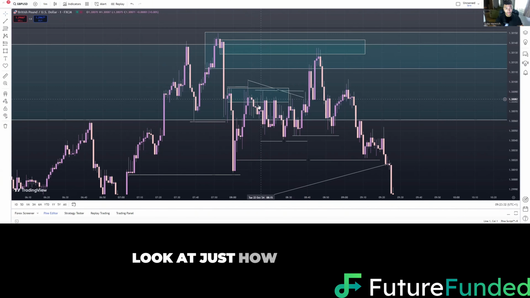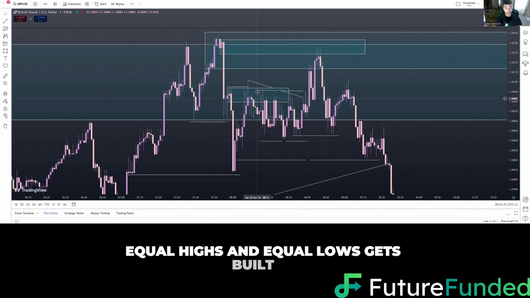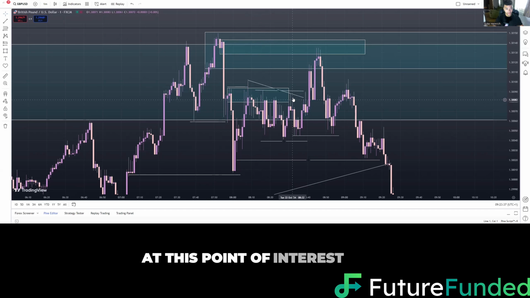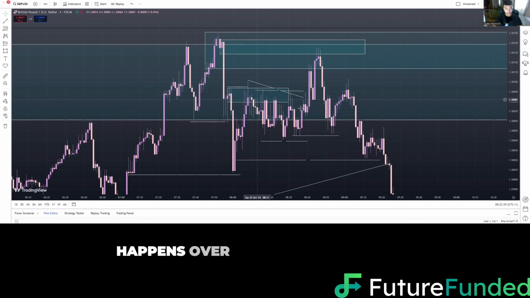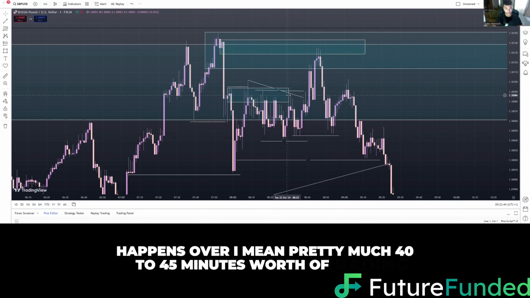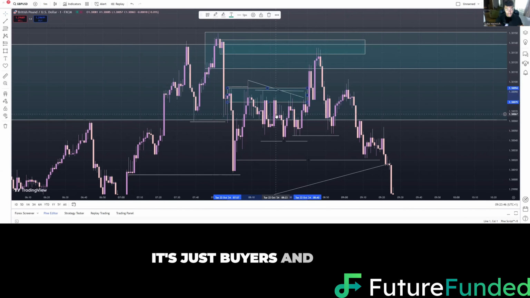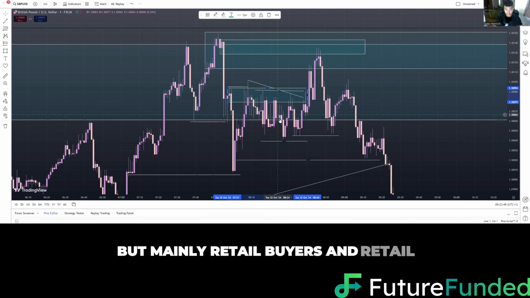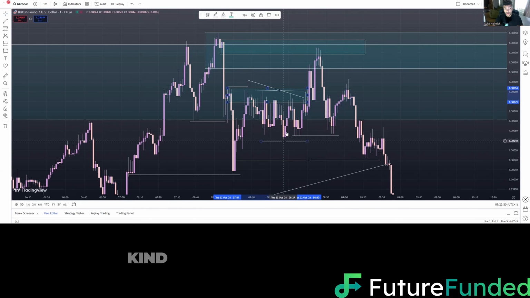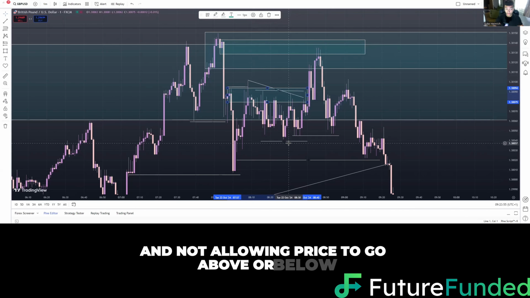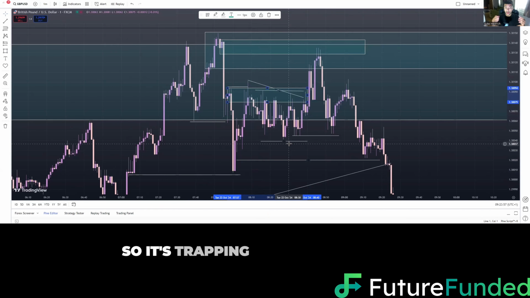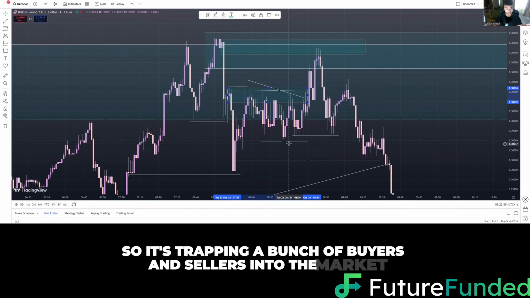Look at just how much relative equal highs and equal lows gets built up at this point of interest. Okay, it happens over, I mean, pretty much 40 to 45 minutes worth of trading. It's just buyers and sellers, but mainly retail buyers and retail sellers, and institutions kind of just building liquidity and not allowing price to go above or below. So it's trapping a bunch of buyers and sellers into the market.